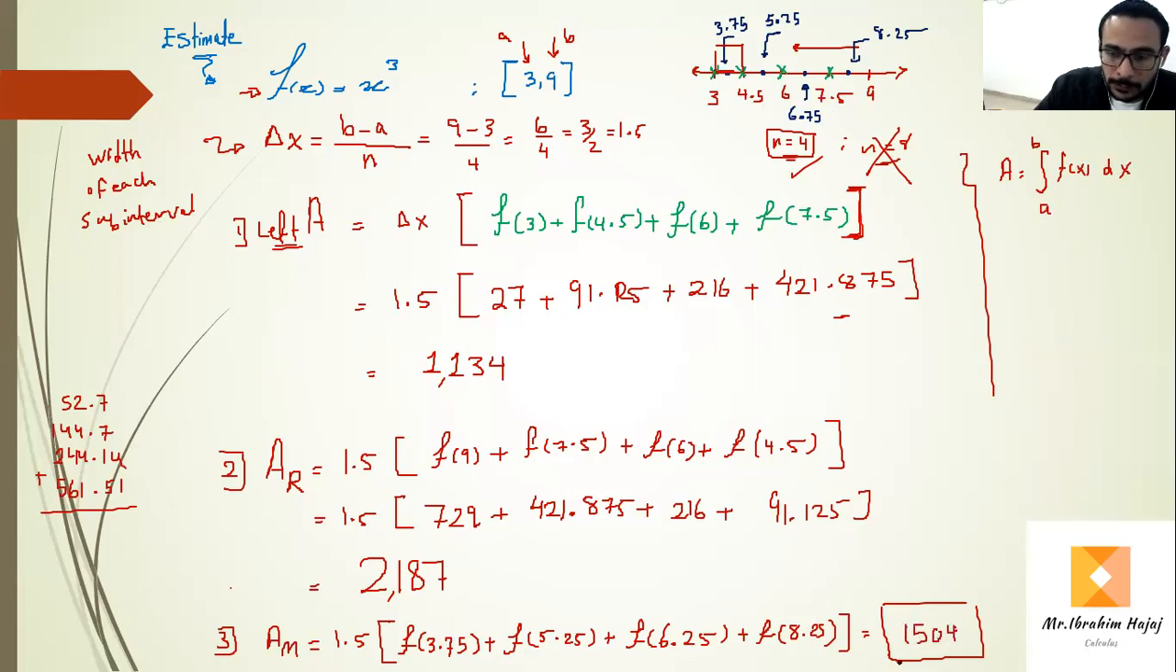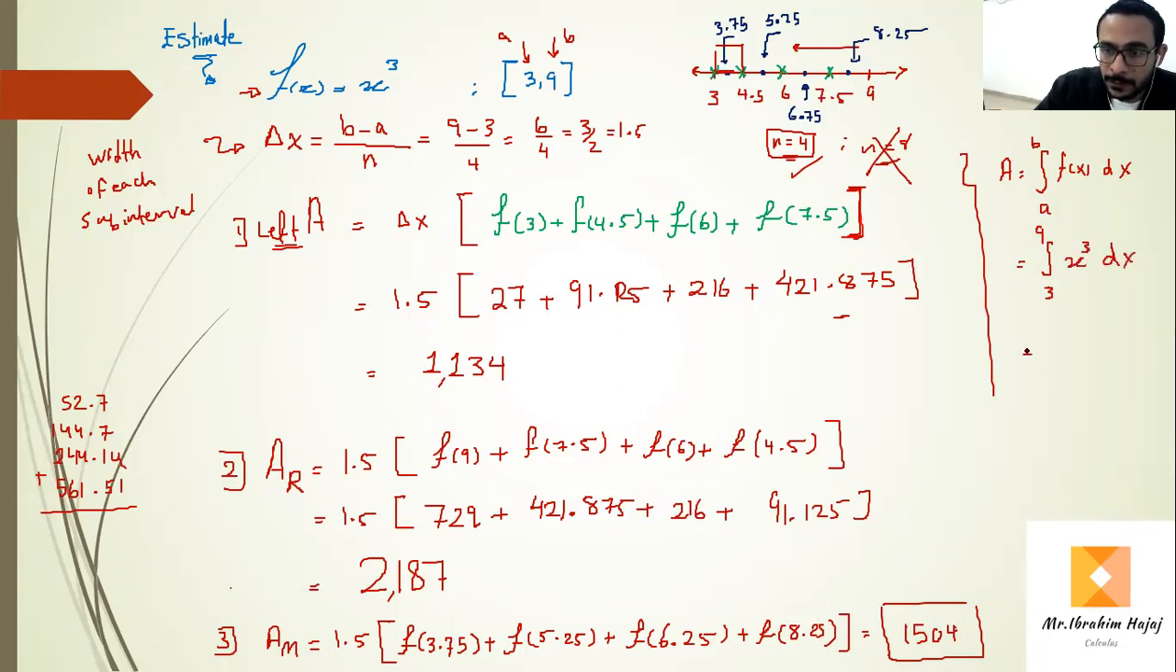Let's see how to find it by using the integral from 3 to 9. The area is bounded between 3 and 9, so a is 3 and b is 9. The function goes inside, then dx.